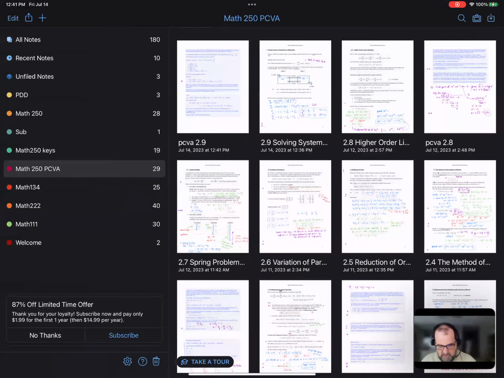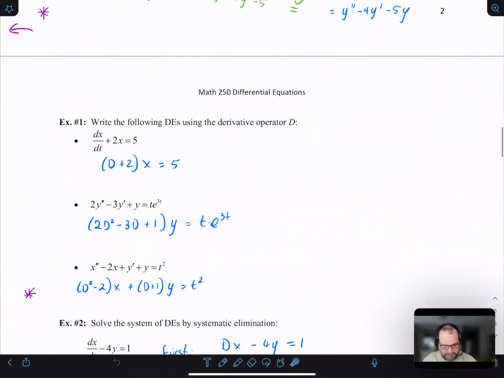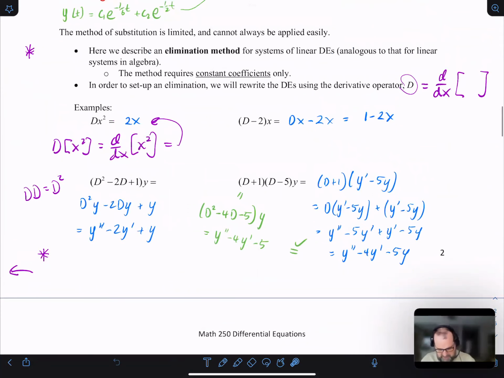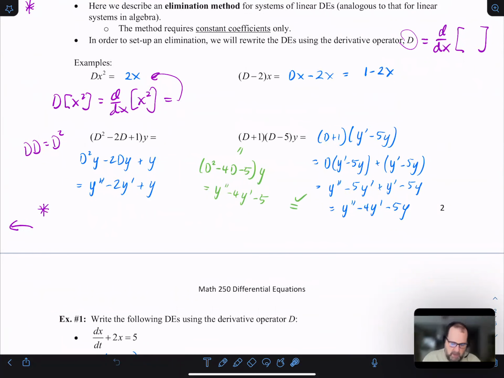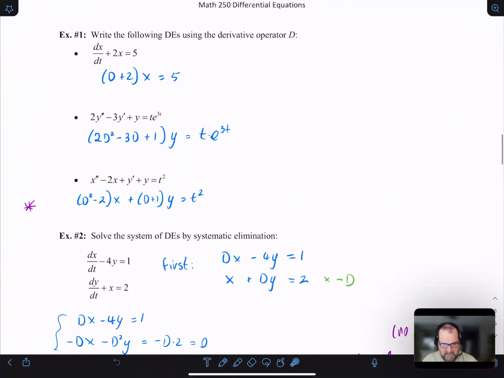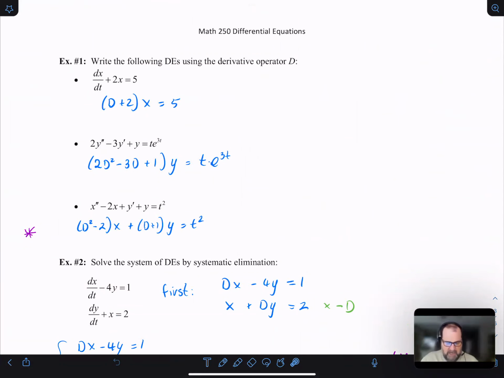Okay, so going back to our notes. Again, a little explanation of why we say we can only do this with constant coefficients. So we will be limited to systems of equations that are linear with constant coefficients only. A couple more examples here. We're going to use this differential operator in order to set up an elimination process. What the differential operator does for us is allow us to combine dx/dt and x and make a single term out of them.